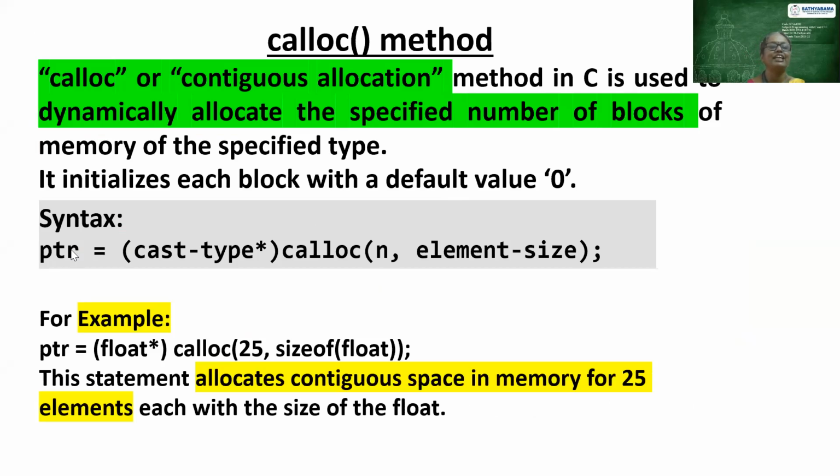Just take down the syntax for calloc: ptr equals cast type, asterisk, and the keyword calloc, n comma element size. It's not a single block of memory. It is a number of blocks. With malloc we allocated a single block of memory, but here it is a number of blocks depending on the data type. I will show you the diagram, but take down the syntax first.